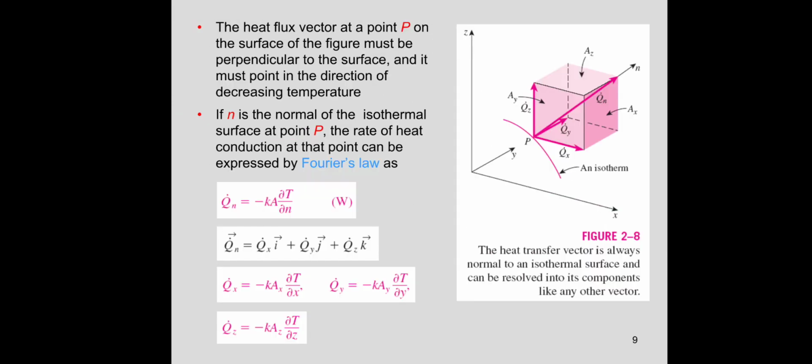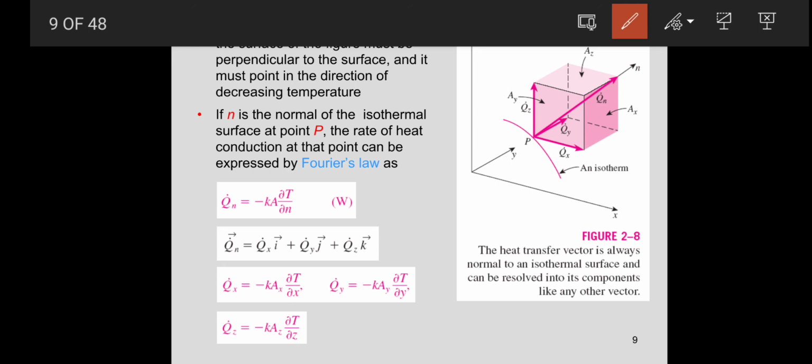Now suppose we have a block, and we need to find the heat transfer in the n direction. To do that, we convert this n direction into three dimensions: the first is the x direction, then the y direction, and the z direction. After converting the heat transfer into three dimensions, we will find the heat transfer rate. Generally we know the Fourier law of heat conduction in any direction: q dot n, where n indicates the n direction, is equal to minus kA.